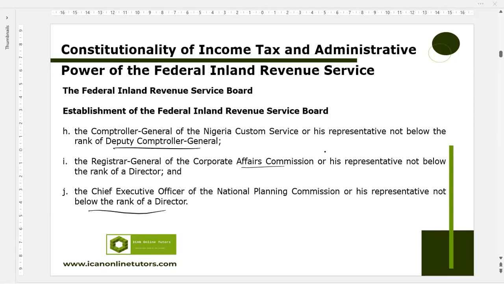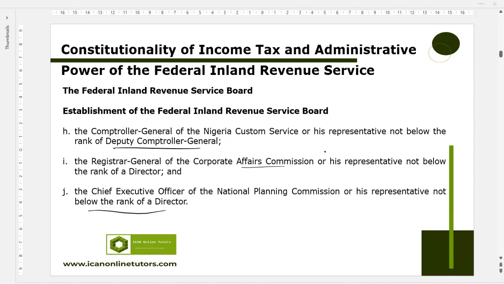Chief Executive Officer of the National Planning Commission, or its representative. The Registrar of the Corporate Affairs Commission or its representative. You carried the book, but you didn't even remember to mention their representatives. What if they ask someone to represent them on the board?